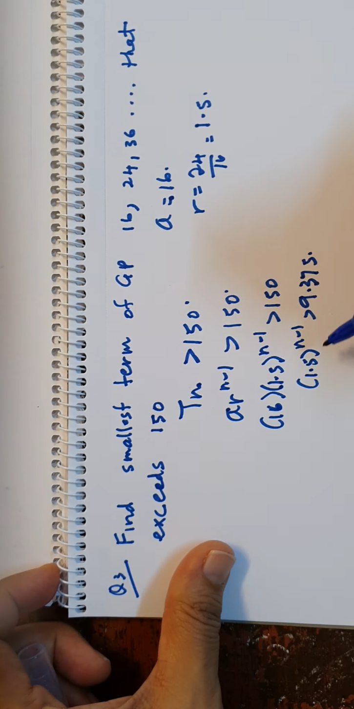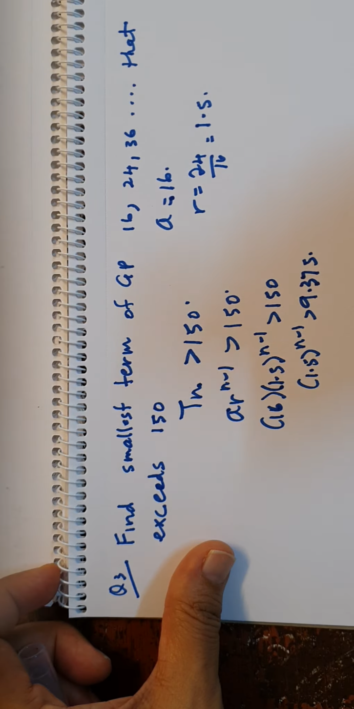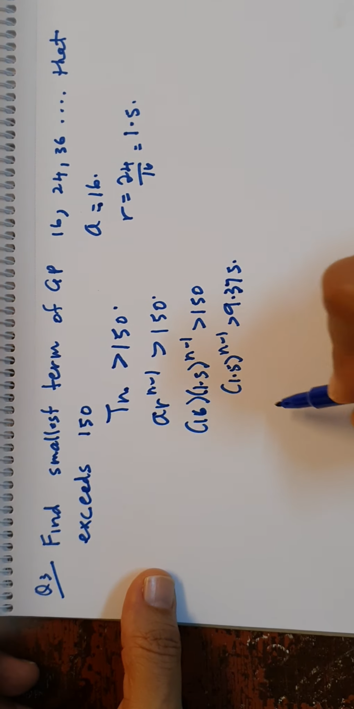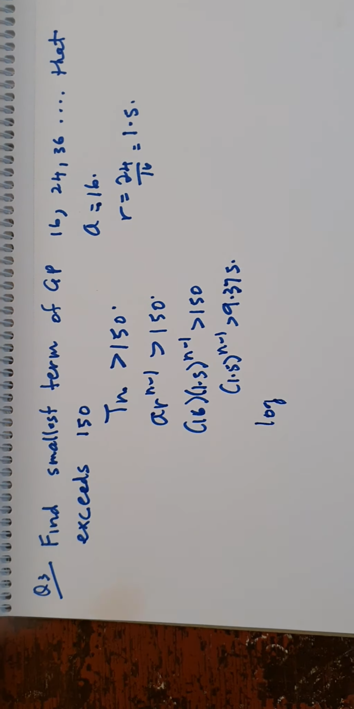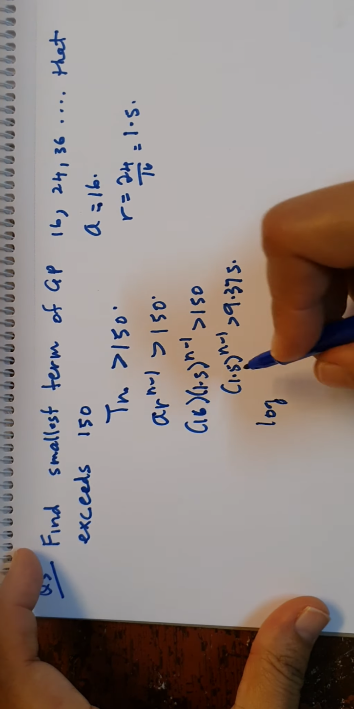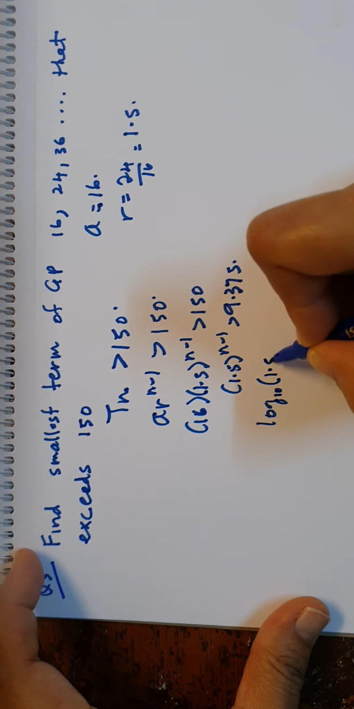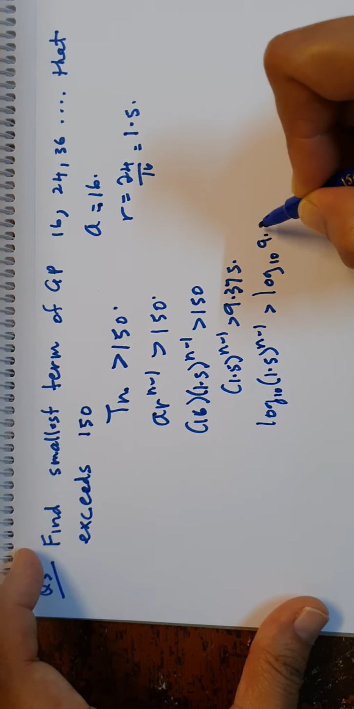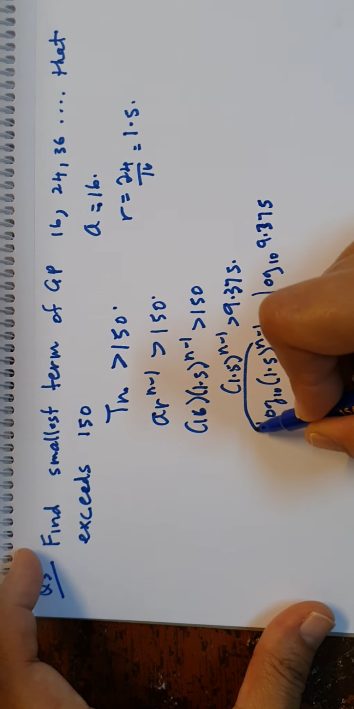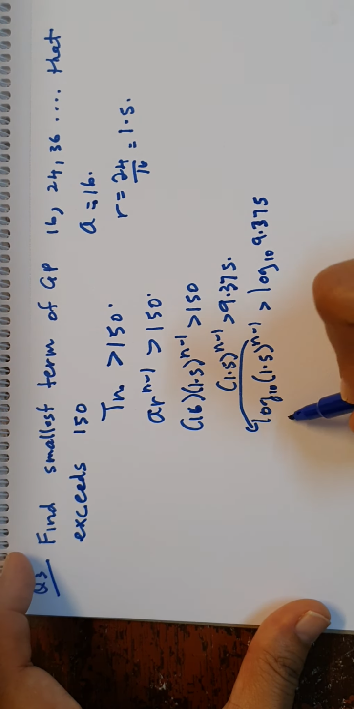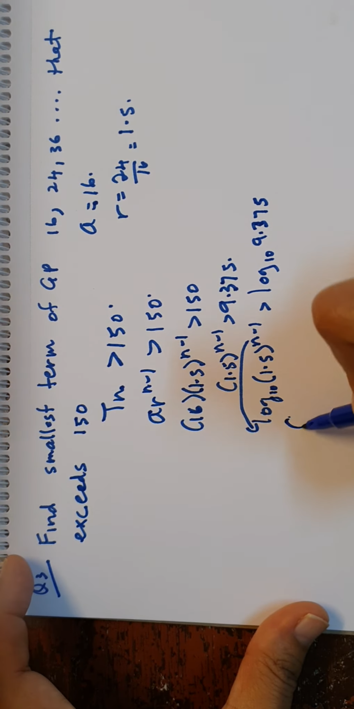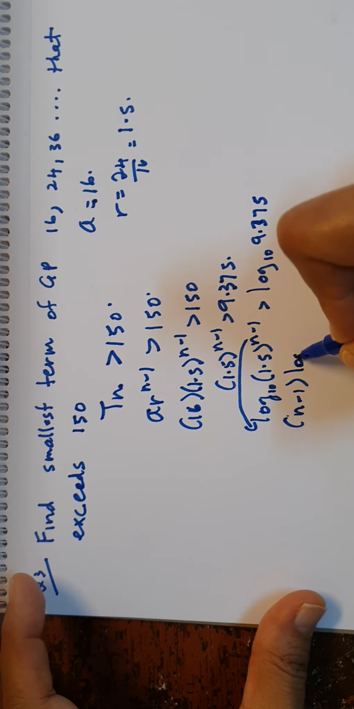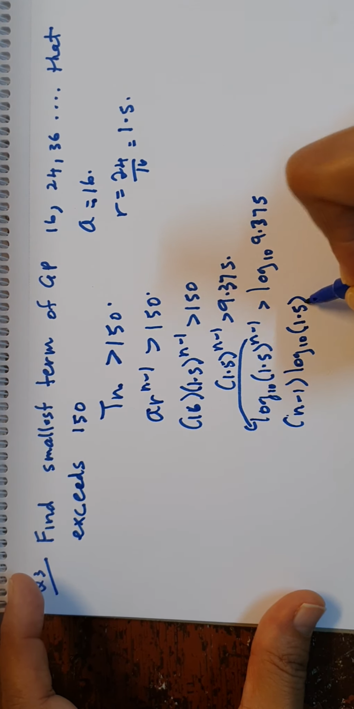9.375. Okay. So since the base is not the same, you have to take log on the left and the right. I'm going to take log base 10. So when you take log base 10, 1.5^(n-1) greater than log base 10 9.375. Bring your power down. Is that okay? So you have n minus 1, then you have log 10 of 1.5 greater than log 10 9.375.